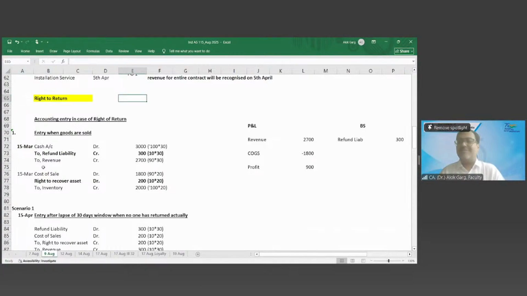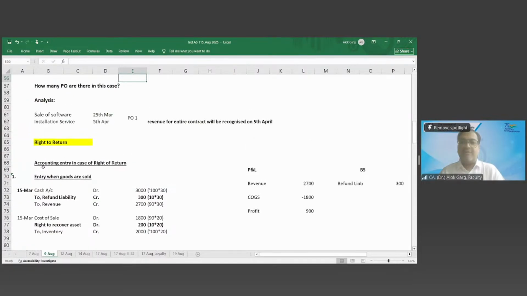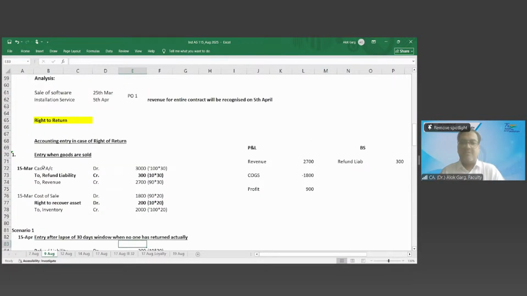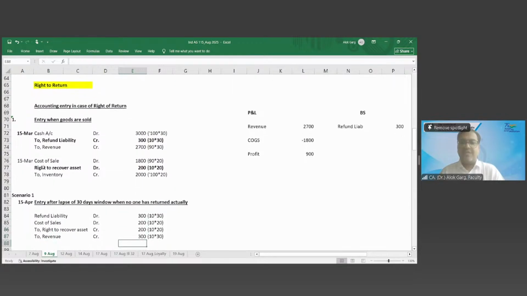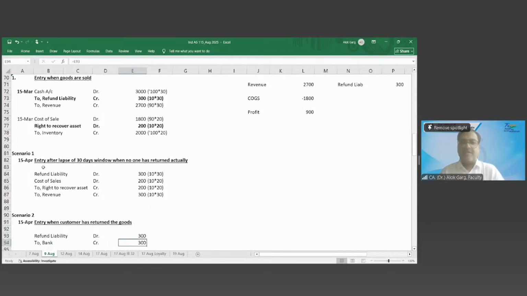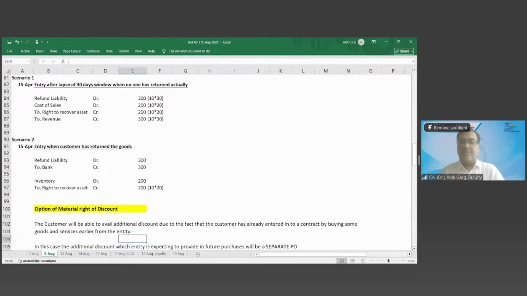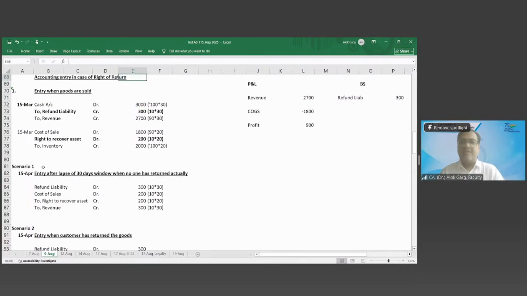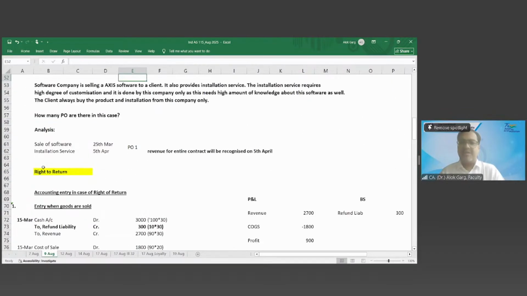Right to return. Accounting entry in case of right to return. Cash account debit to refund liability to revenue, right? So this is what we have done. Cost of sale, okay? Scenario 1, scenario 2. All these scenarios we have done. And this question is in the study material also, right?